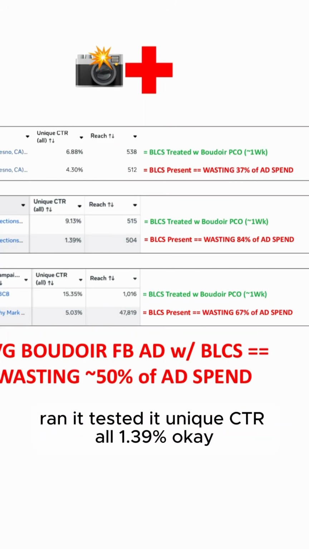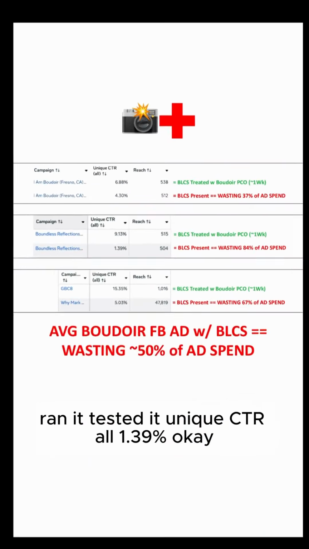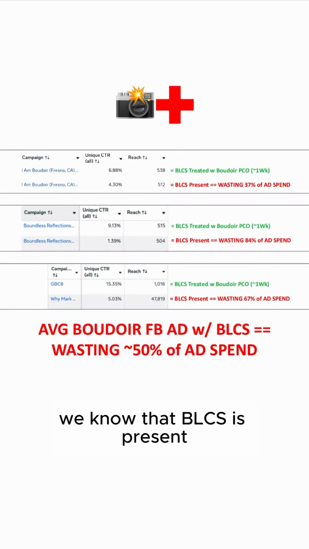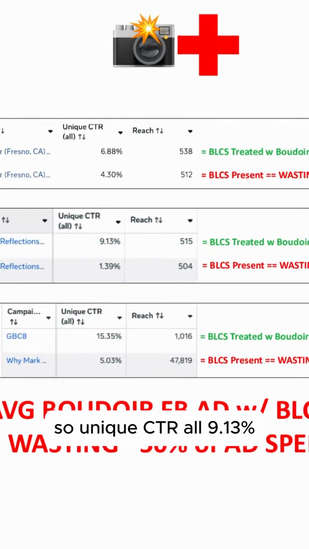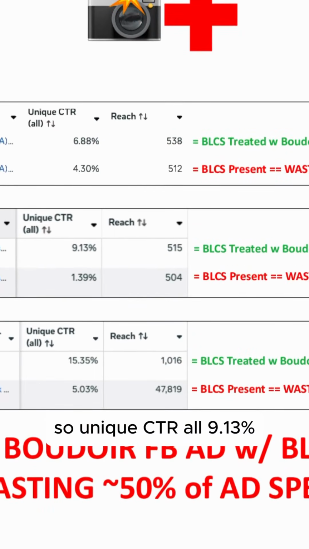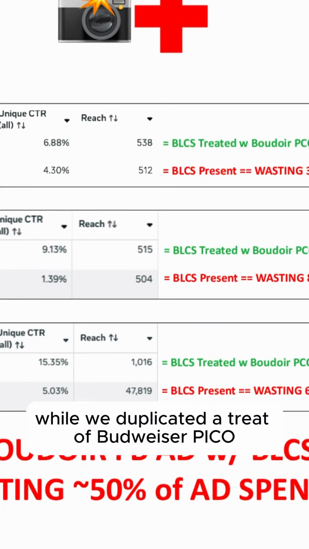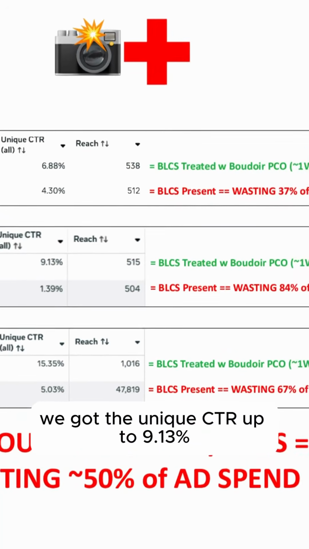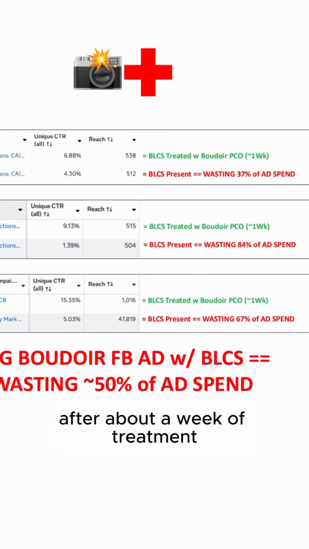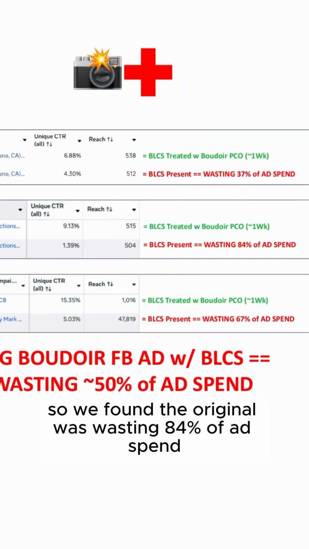Second part of my residency, I found a second Boudoir Facebook ad, brought it back to the hospital, ran it, tested it, unique CTR 1.39%. We know that BLCS is present. We duplicated it, treated with Boudoir Pico, and got the unique CTR up to 9.13% after about a week of treatment. So we found the original was wasting 84% of ad spend.